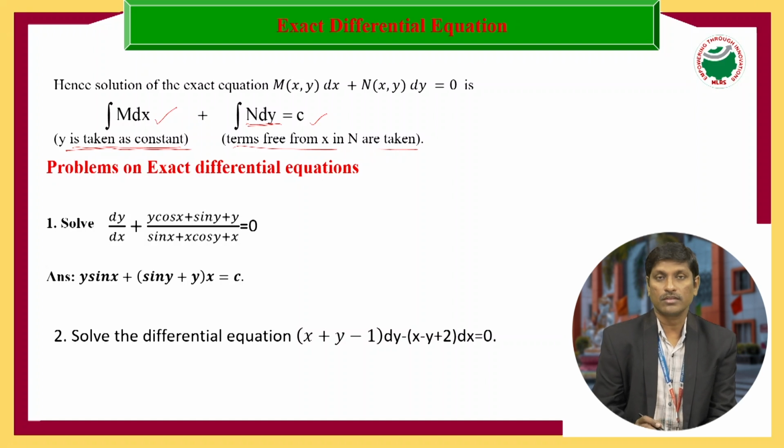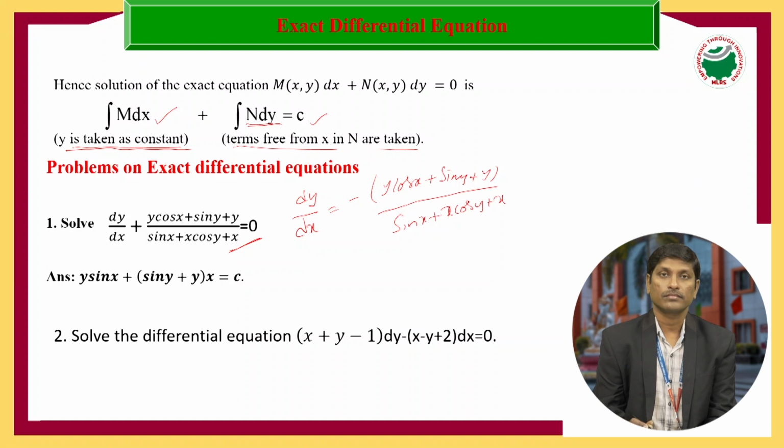Now coming to this one, let us see the problem here. Solve (y cos x + sin y + y) dx... rather, dy/dx + (y cos x + sin y + y)/(sin x + x cos y + x) = 0. This is the given differential equation. Now we need to find the solution for this, right? So first we need to write the equation in the form M dx + N dy = 0. So dy/dx is equal to minus (y cos x + sin y + y)/(sin x + x cos y + x).